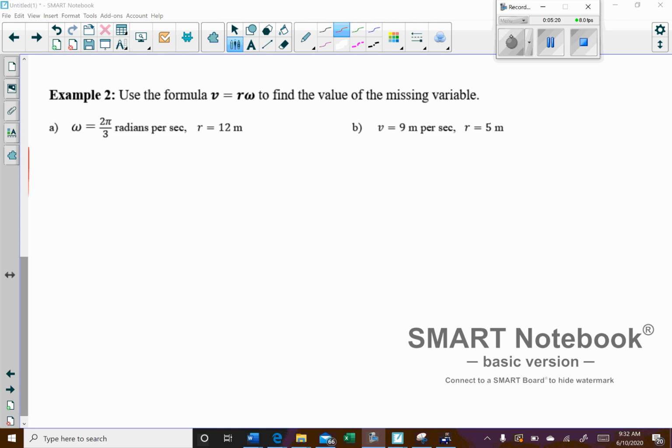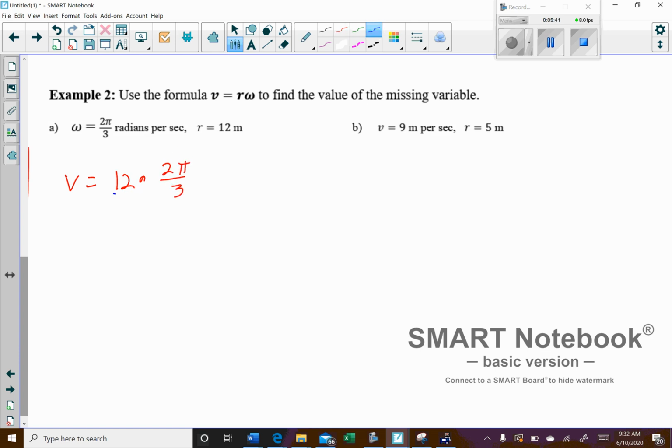Here we go. Here's our next example. So now we're looking at using this formula for linear speed, which is equal to radius times angular speed. So once again, we'll just solve for the unknown. So in this particular case, it's going to be the linear speed. So V equals 12 times 2 pi over 3.